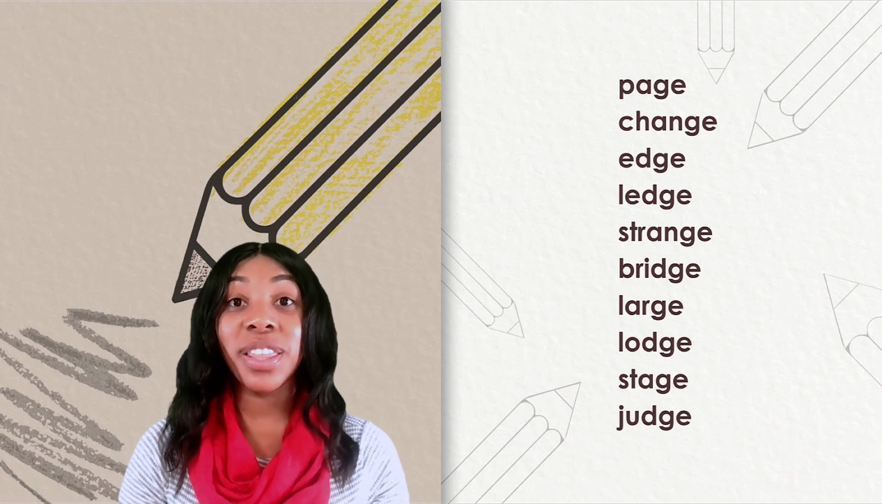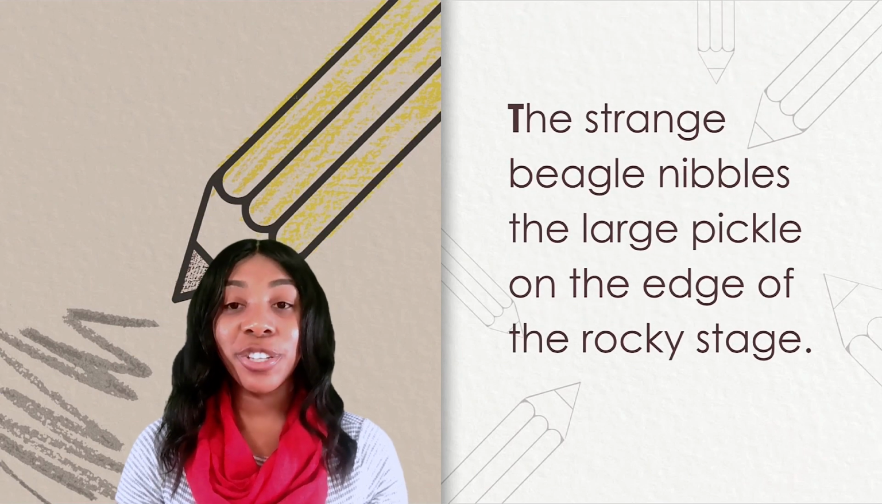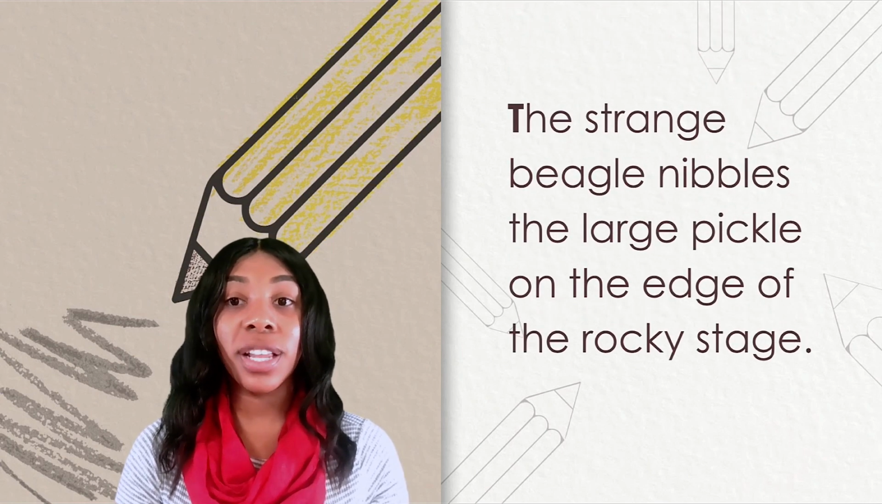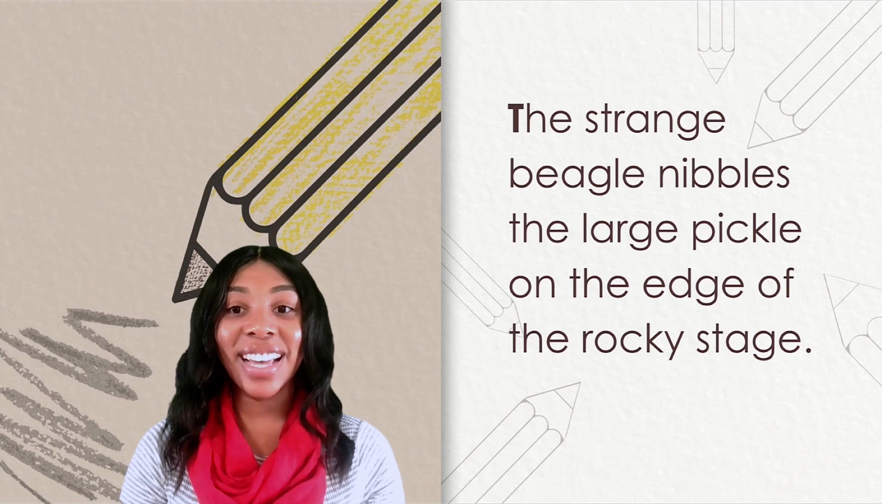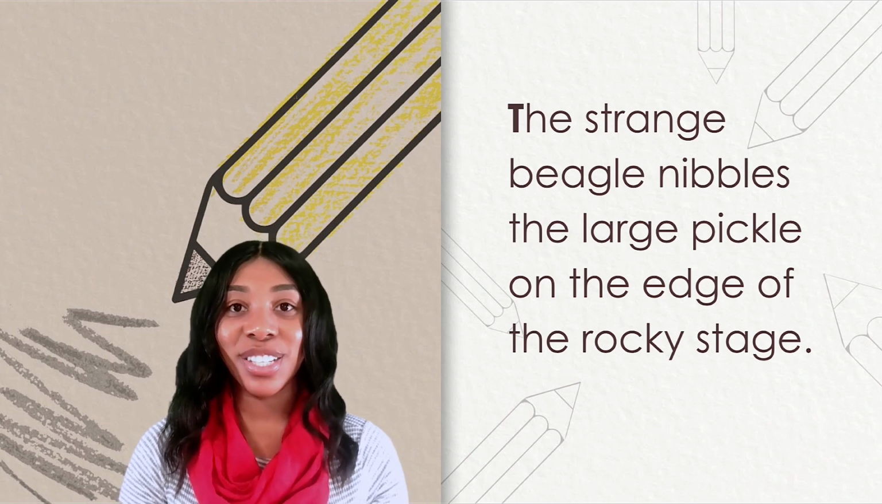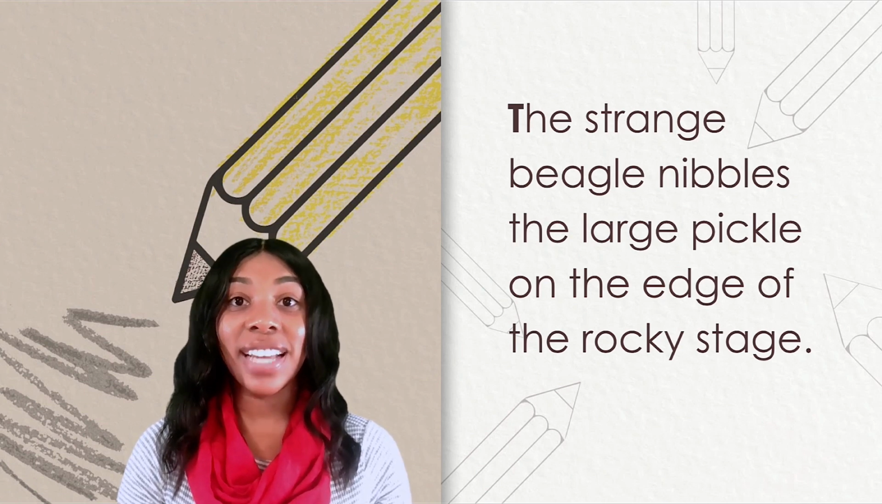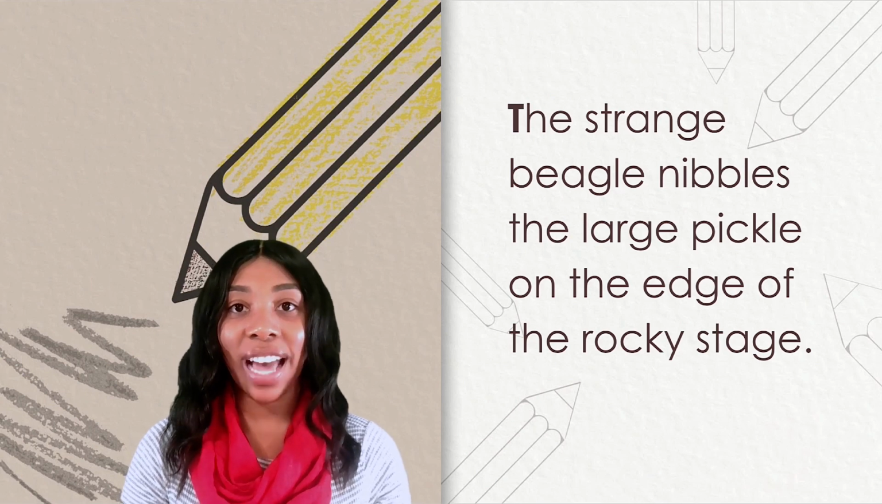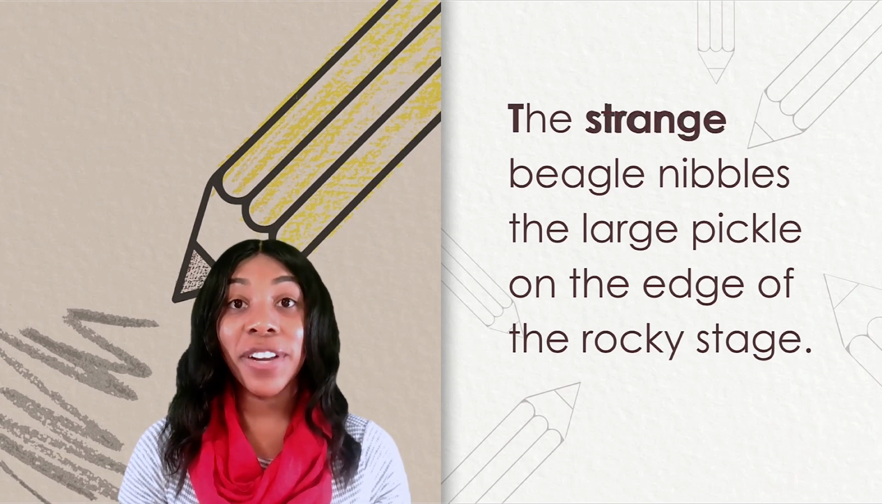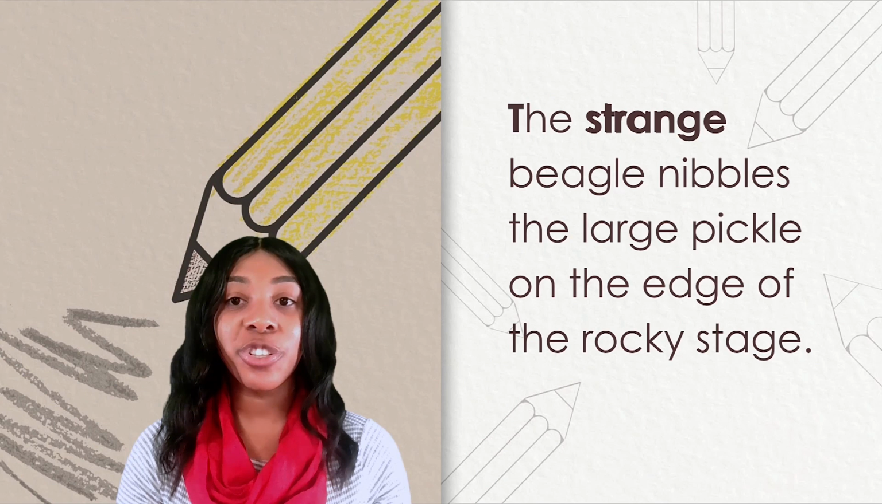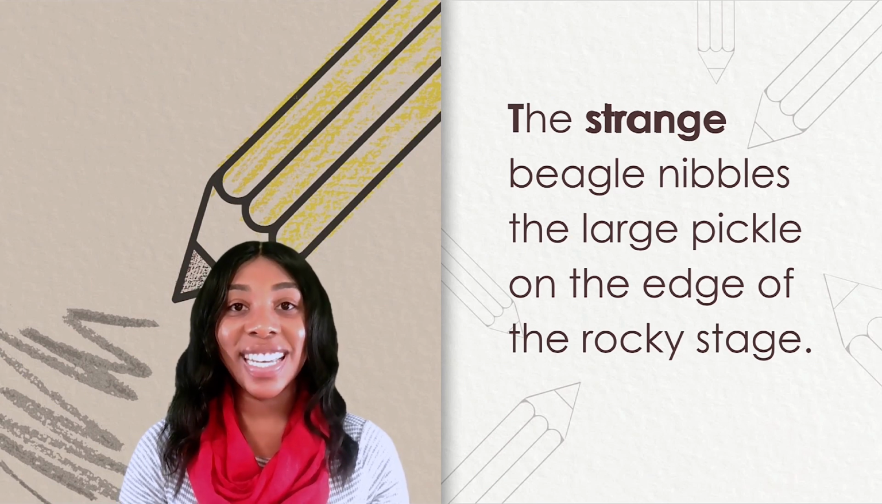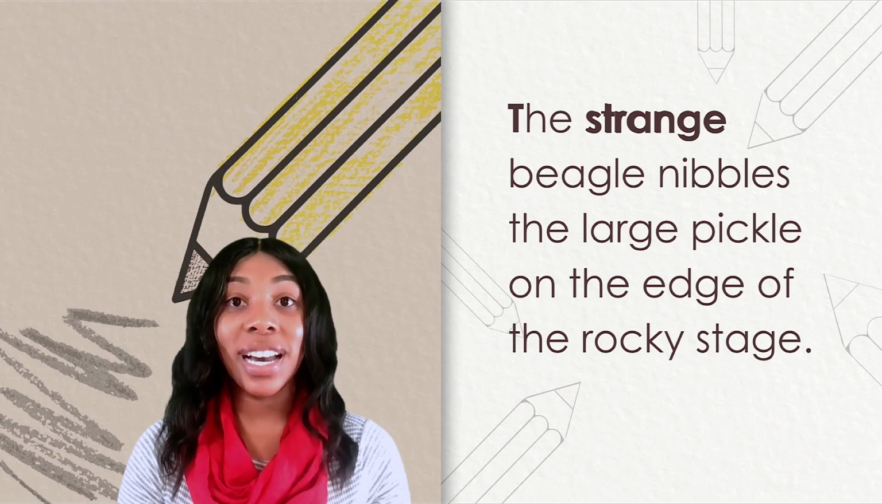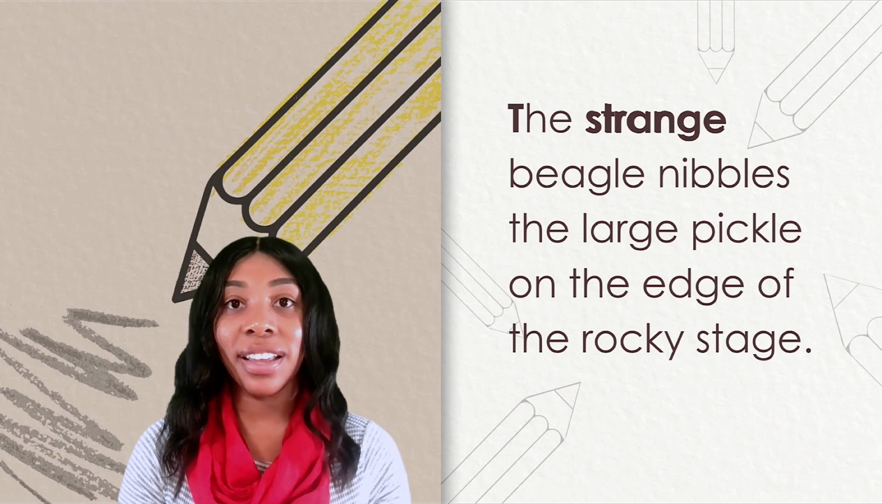Let's take a look at the sentence that I created. The strange beagle nibbles the large pickle on the edge of the rocky stage. Let's take a look at some words that have the J sound. Our first one that I use is strange. As you can see, I use GE because it comes after the consonant N.